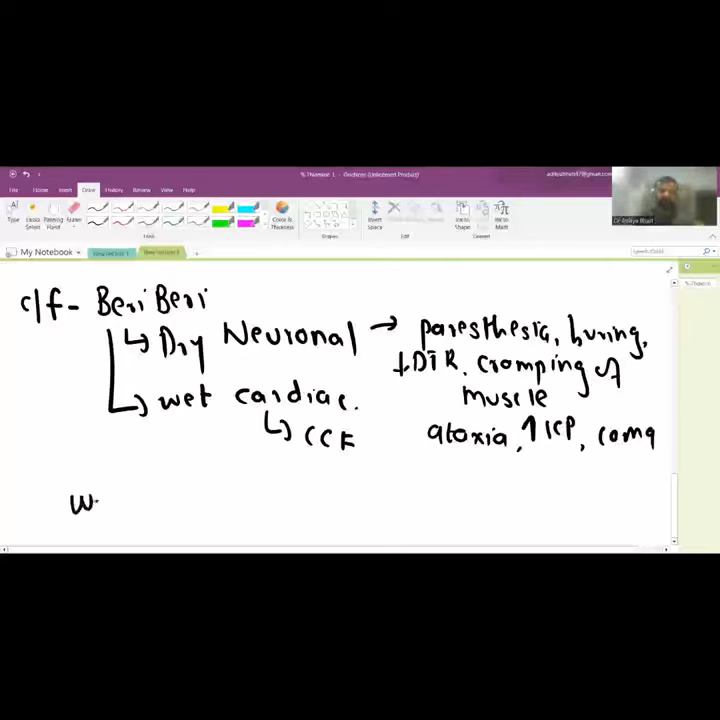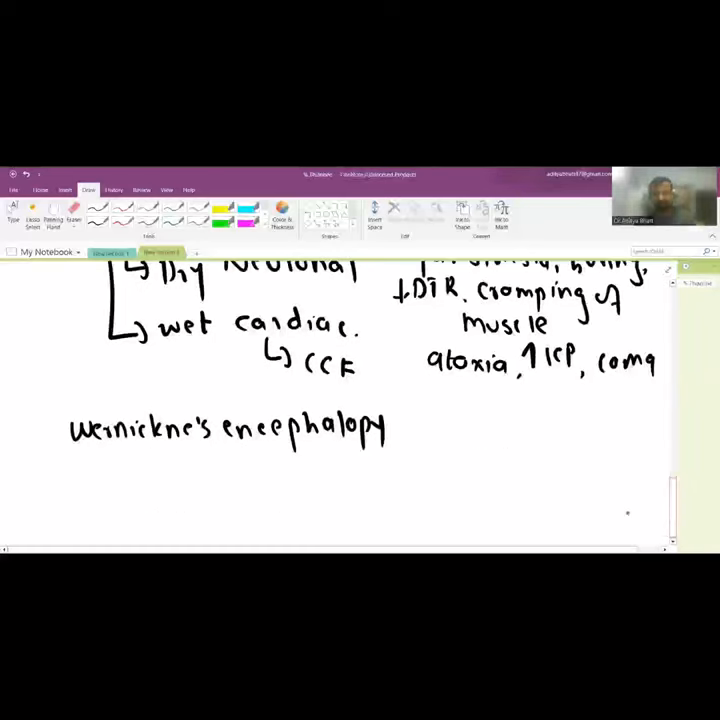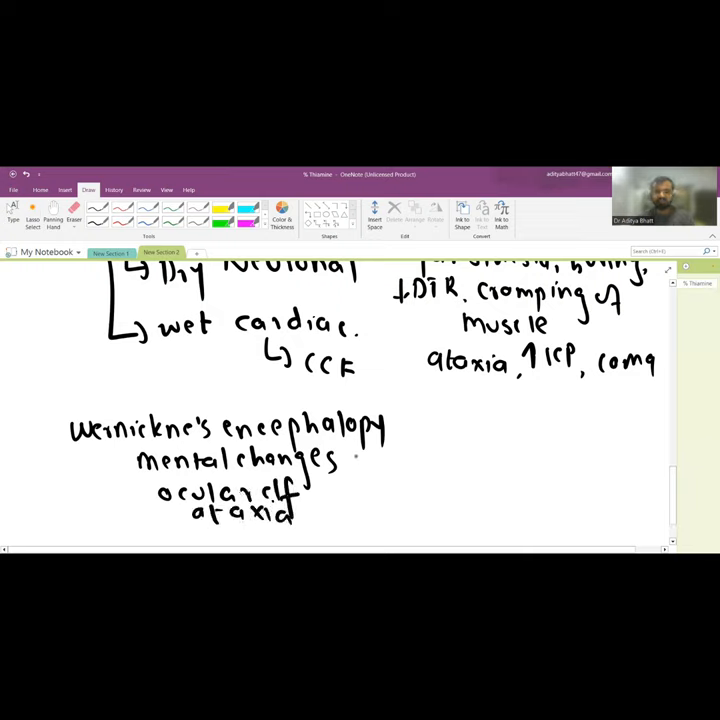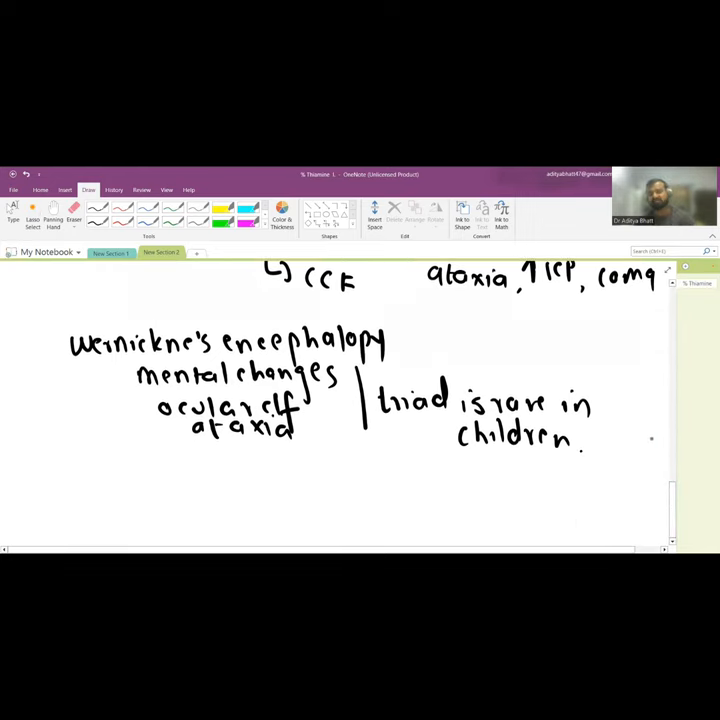The other syndrome is Wernicke's encephalopathy. Now, this Wernicke's encephalopathy is the triad of mental changes, ocular signs, ocular clinical features, and ataxia. And this triad is rare in children. Okay, this is common in adults, alcoholic adults, but this triad is very rare or nearly non-existent in younger children and infants. And this is not typically seen in the pediatric population.